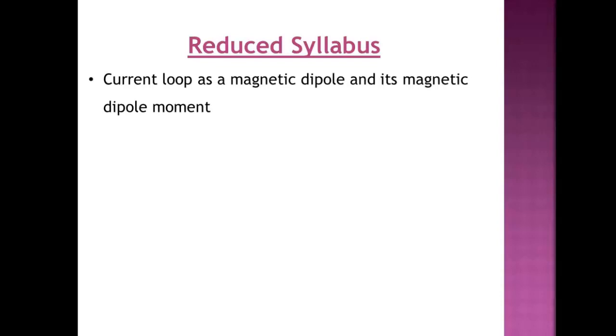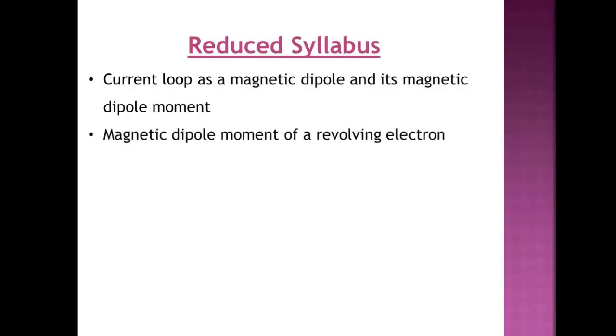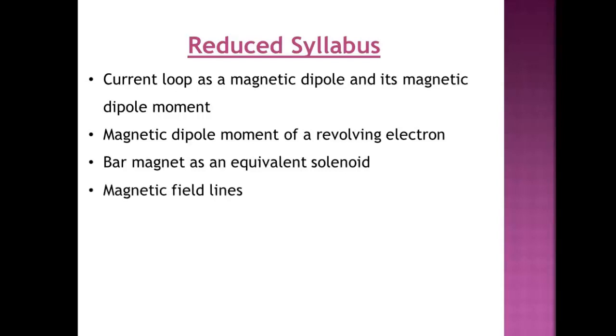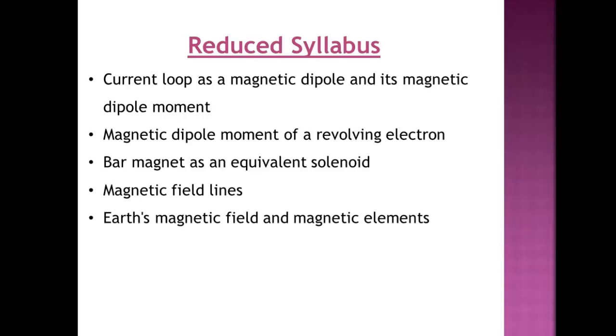That is current loop as a magnetic dipole and its magnetic dipole moment. Then magnetic dipole moment of a revolving electron, Bohr magneton and all we will be learning over there. Bar magnet as an equivalent solenoid. Magnetic field lines. Earth's magnetic field and magnetic elements. These are the topics to be covered in this chapter.